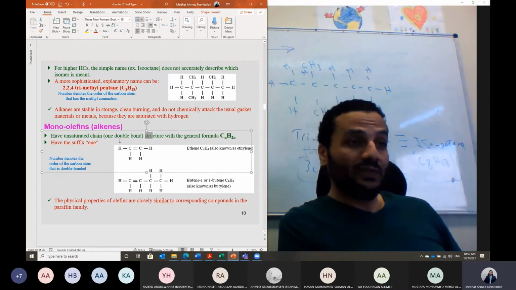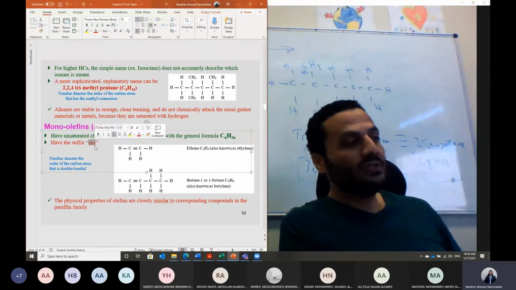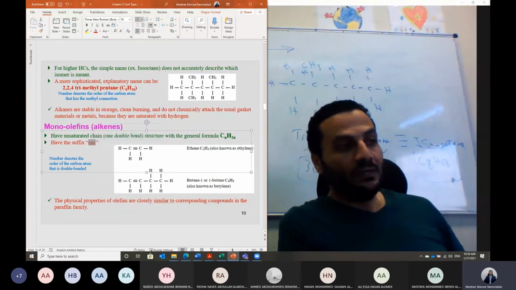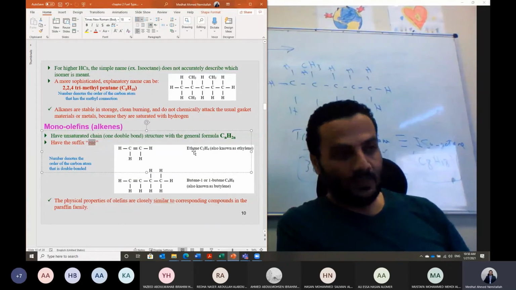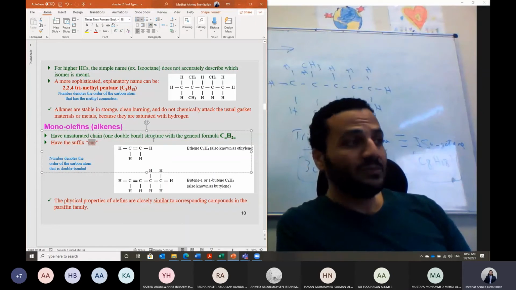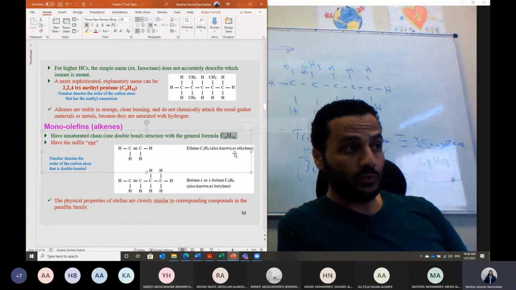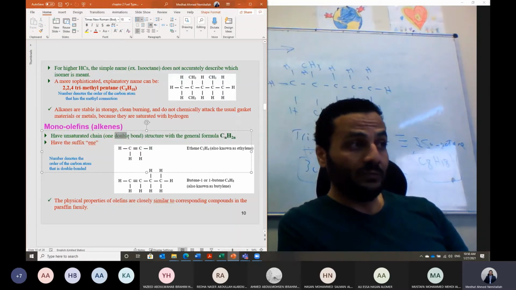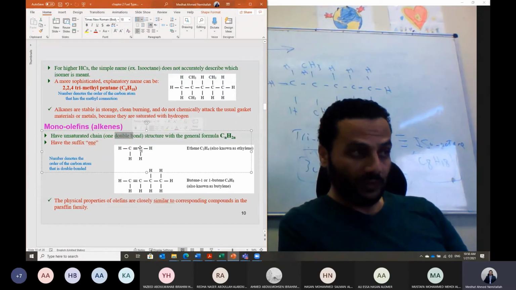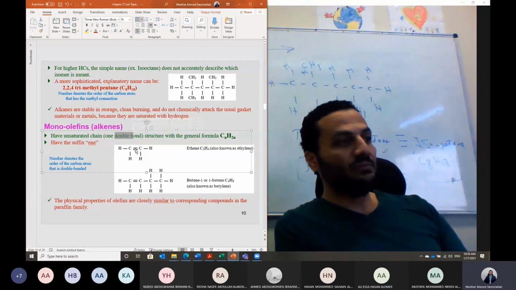So we have one double bond, chain structure, chemical composition CnH2n, and the name of the fuel should end with ENE. Like when we say ethene, when we see ENE, that means this is the alkenes group. The chemical composition is CnH2n, and we should have one double bond in this case. We have 2 carbon atoms, then the double bond will be in between.